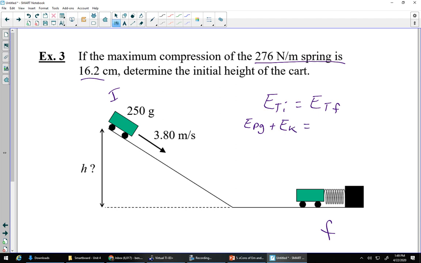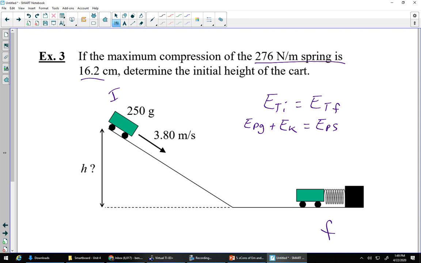And then at the maximum compression of the spring, that means when it's squished the most, it's not going to be moving. Kind of like maximum height, maximum compression means it stopped moving. So all we've got there is our spring potential energy.